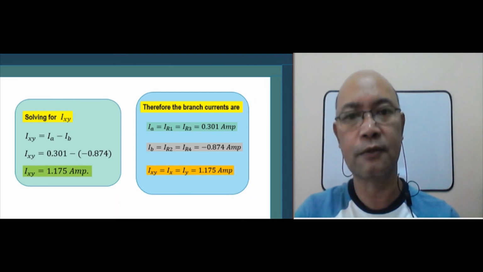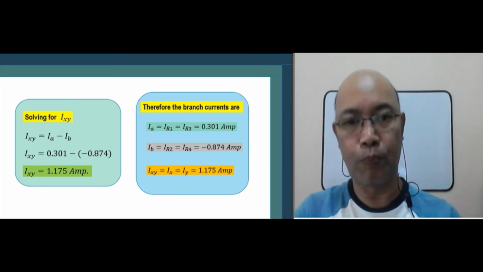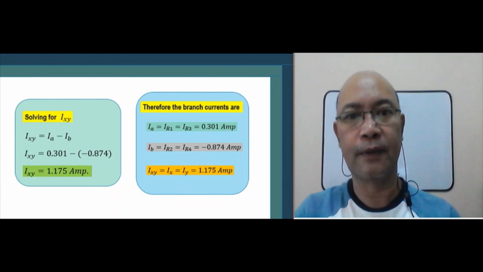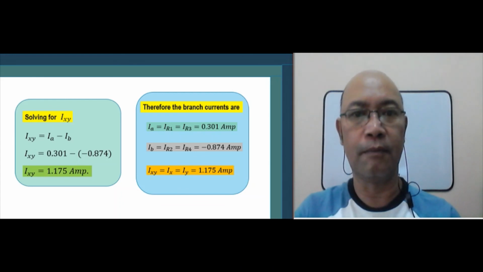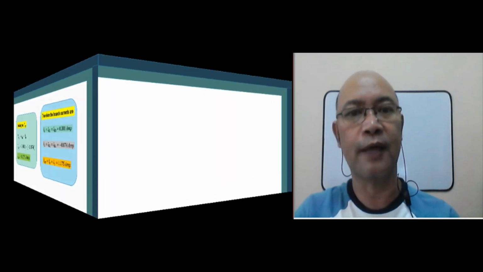So take note, whenever you are using Maxwell's method, you only need equations of loop voltages or voltage drops. That is the principle of using Maxwell's method. So I hope you were able to understand the principle of Maxwell's method.